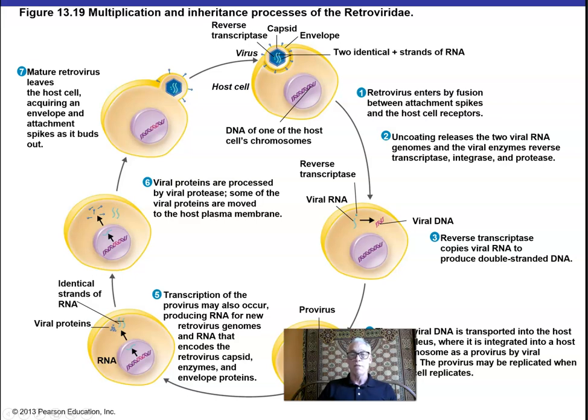So now we have a provirus, just like we did when we saw the lysogenic cycle in bacteria with bacteriophage. We have a provirus that has the genome of the virus in there, and that cell can live indefinitely with that genome in there, or it can go ahead and transcribe messenger RNA from that genome and produce new viral proteins and new viral genomes, and then package up and mature some virus particles and release them from the cell. In this case, by budding. These are enveloped viruses.